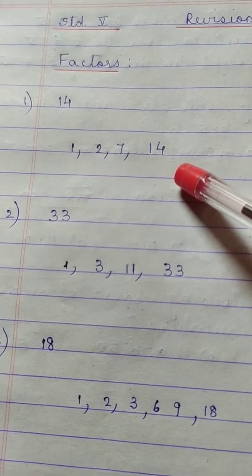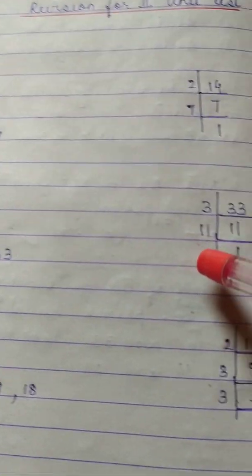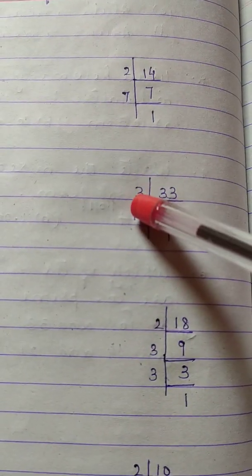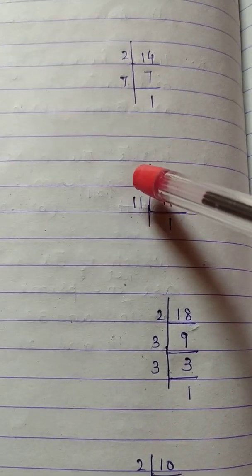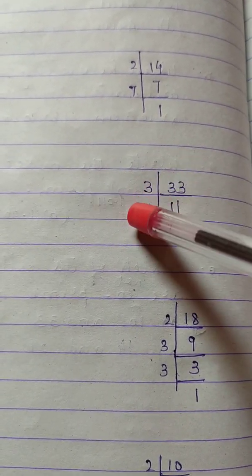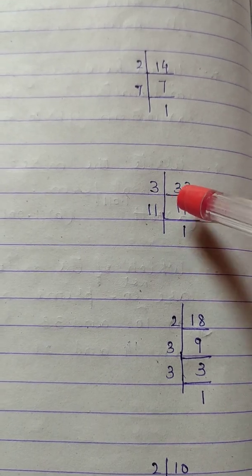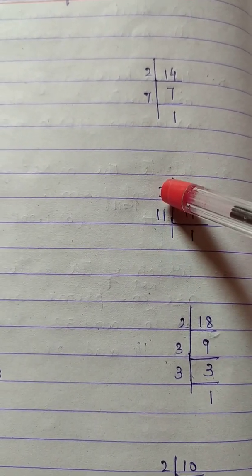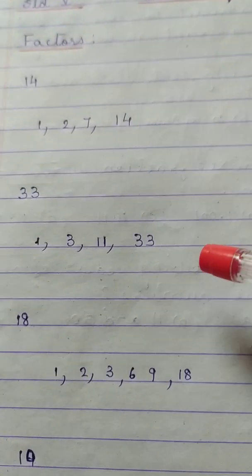Okay. Next the number 33. 33 goes by the number 3 in 3's table. So 3 11s are 33, 11 ones are 11. So the factors are 1, 3, 11 and 33.